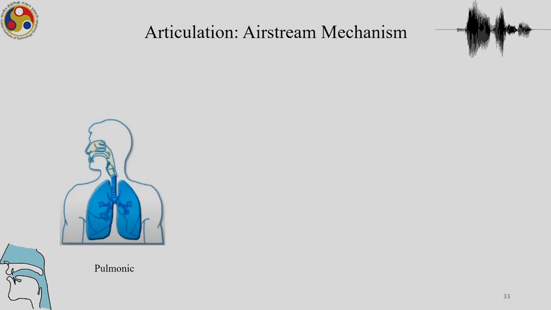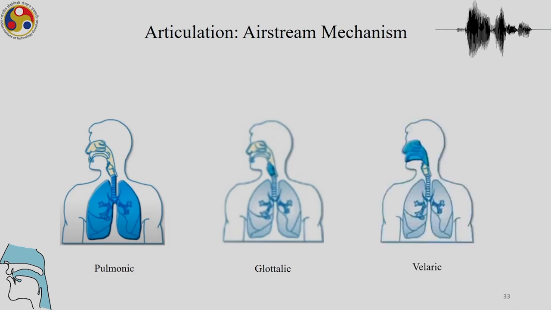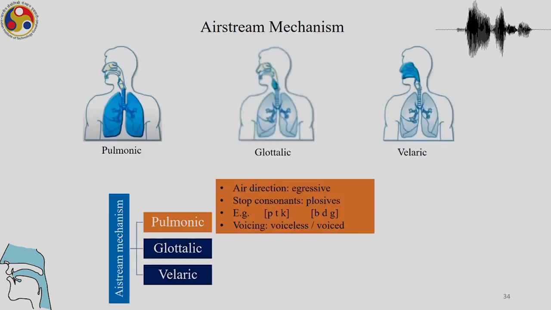So we have the pulmonic airstream mechanism, where the lungs are involved. The lungs push out the air, which is given shape by the vocal tract and the glottal region. Here the shaded region is the glottalic region. The air trapped in the glottalic region can also produce sounds, which are called glottalic. And then we also have velaric sounds. So air in the velaric region will produce those sounds.